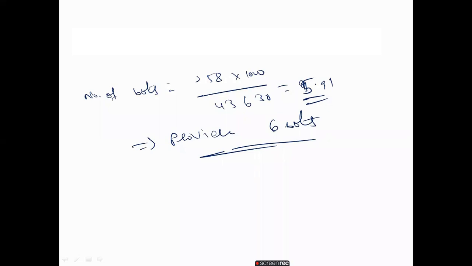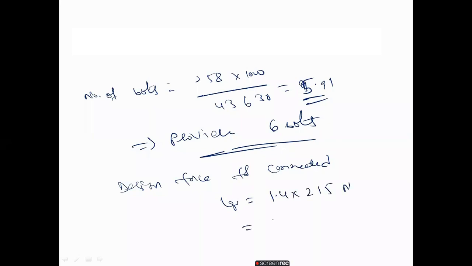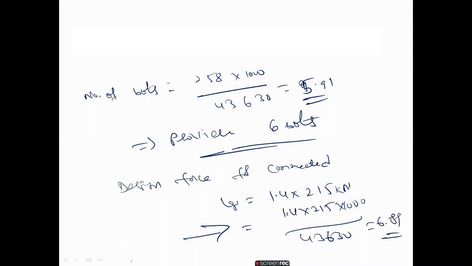Now the design force for the connected leg. Till now we discussed the outstanding leg. Now we have to take the design force as per the code book. The design force for the connected leg is 1.4 times the axial load. So the number of bolts required is 1.4 times 215 into 1000 by 43630, which gives around 6.89. So you have to provide a total of 7 bolts for the connected leg.